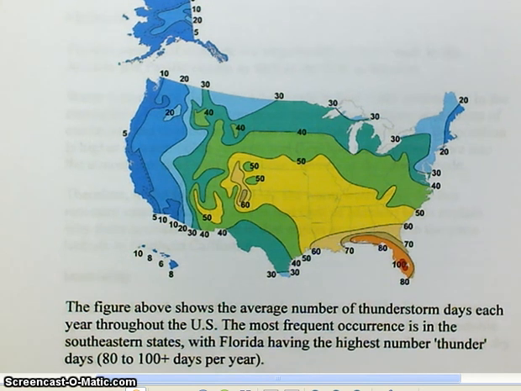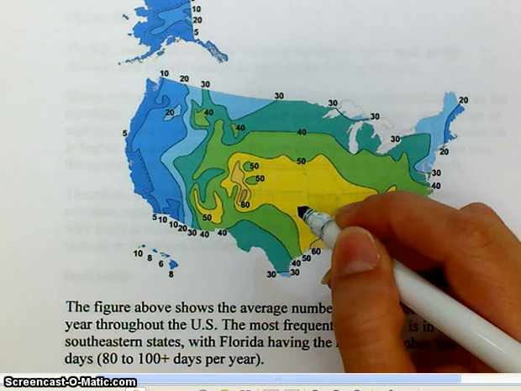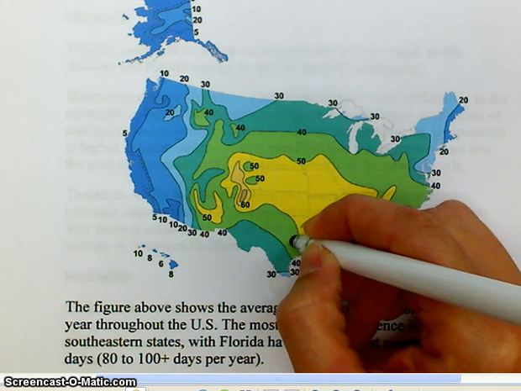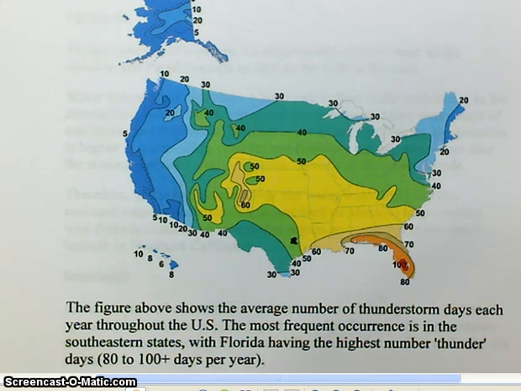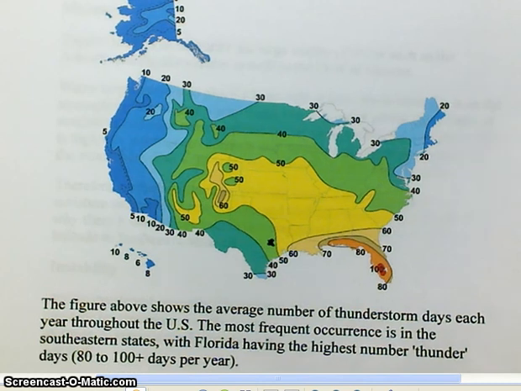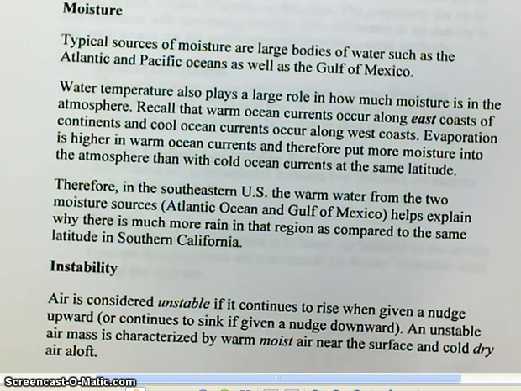Okay, the figure above shows the average number of thunderstorm days each year throughout the U.S. The most frequent occurrence is in the southeastern states, with Florida having the highest number of thunder days, between 80 and 100 per year. Okay, we in Lexington sit right about here. So between 40 and 50 or so thunderstorm days per year. I might refer back to this map, so just keep it handy. Okay, let's go on to the next page.